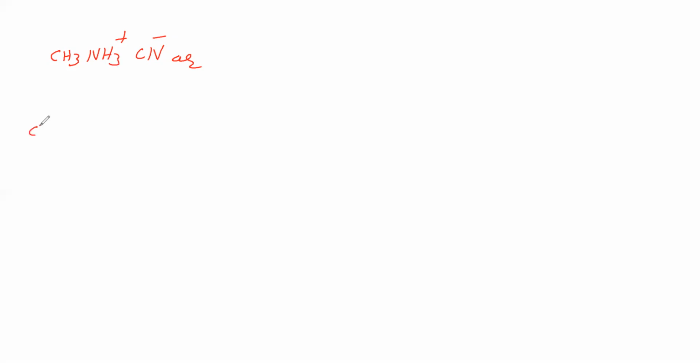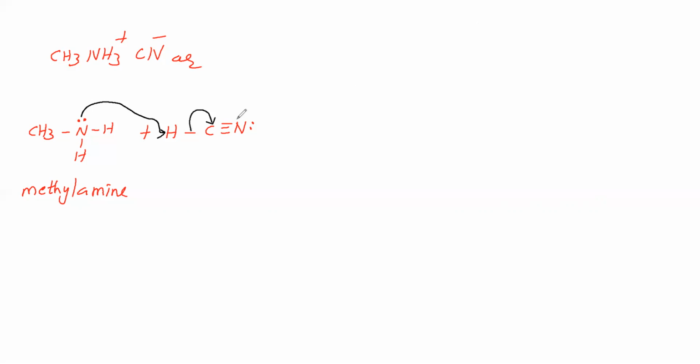Okay. Now I will take CH3NH2, nitrogen is having lone pair. This CH3NH2 is called methylamine. Then I will take hydrogen cyanide, HCN. Now, how the reaction takes place, that we will see on mixing these two. Nitrogen is donating lone pair to this hydrogen. This bond is shifting to this carbon. Therefore, what is produced you will see.